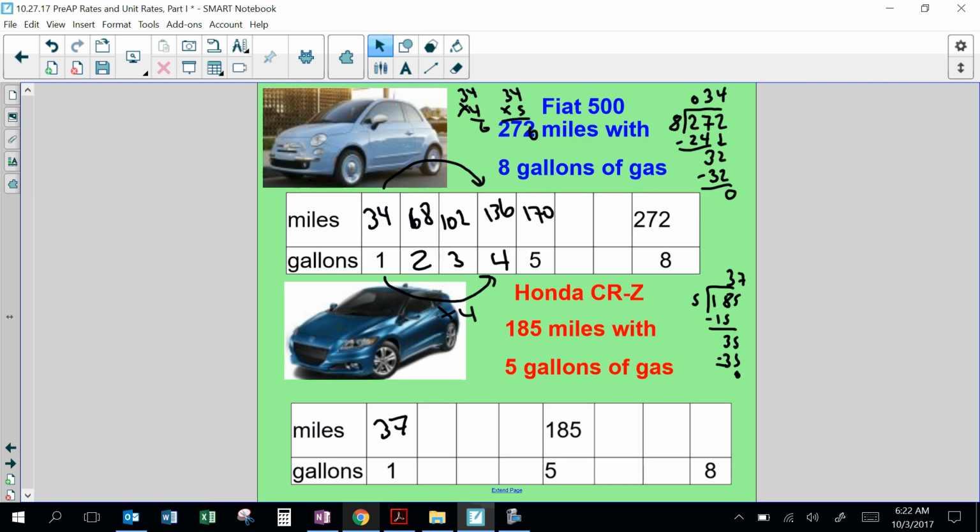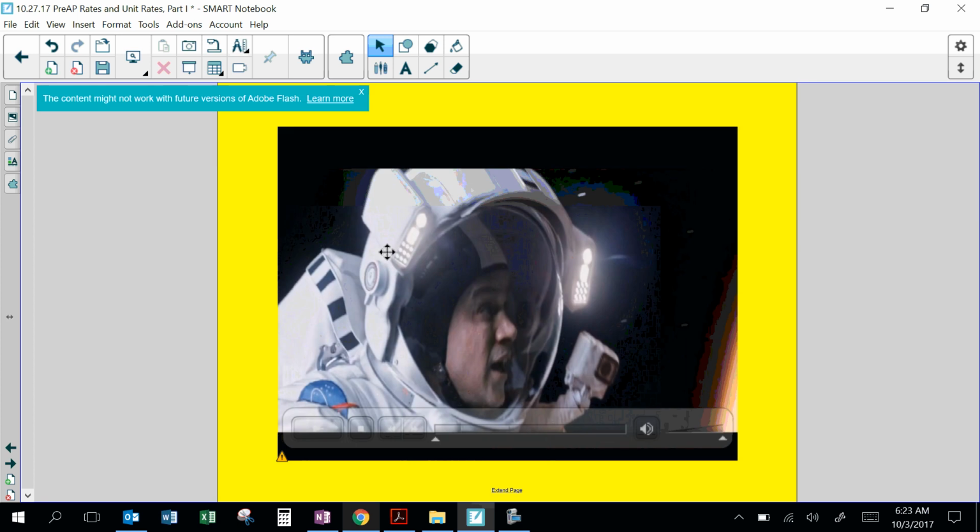So let's go back here. What you just did is you found the unit rate. Unit rate is finding for every unit. So for this one, it'd be for every gallon. It can do 34 miles for every gallon. So the denominator is 1. When the denominator is 1, you're finding for every single unit. That's what unit rate is. So let's watch this video.